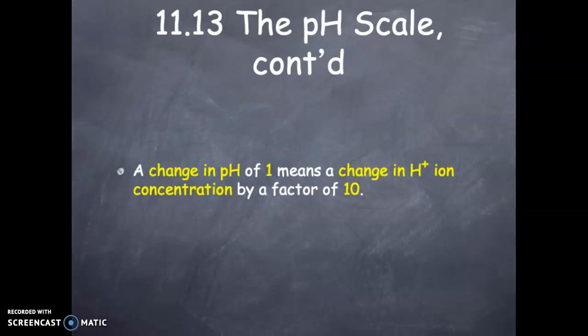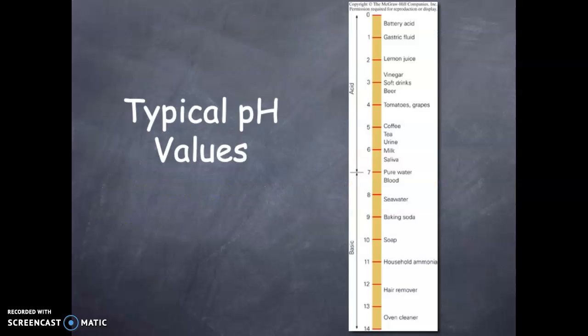A change in pH by 1 means a change of hydrogen ion concentration by a factor of 10. So as the pH goes, say, from 4 to 3, now you have 10 times more hydrogen ion in the solution than you had in the first case. And it continues in that manner.